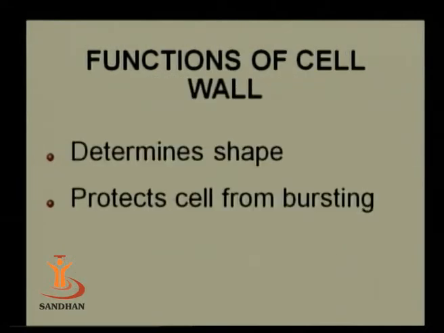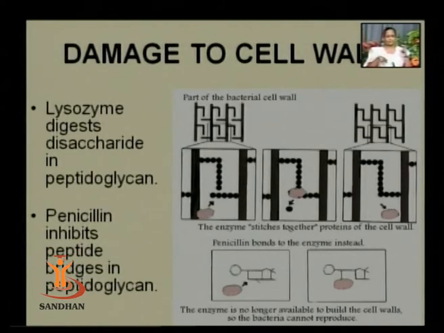So this is the overall function of the cell wall. It gives a particular shape to the cells and protects the cells from bursting. Along with this, there are other functions also: it allows the transport of nutrients and removes waste material from the cell. But these are the two main important functions.